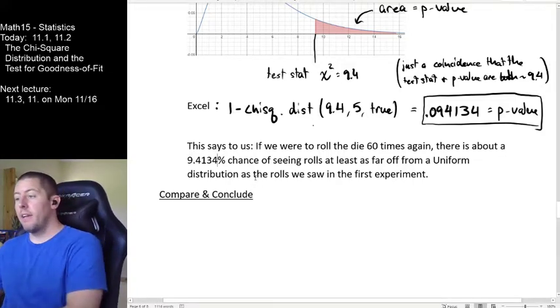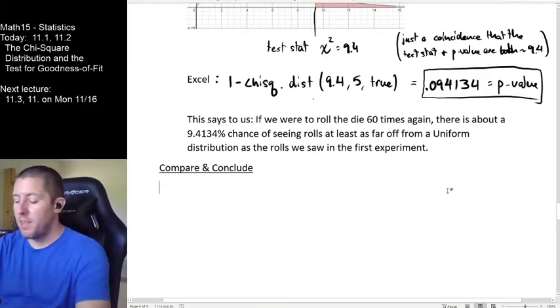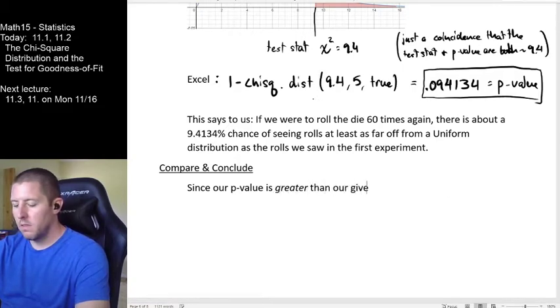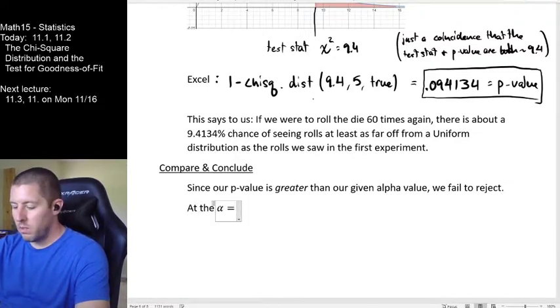Right, so if we were to roll this die again, there's about a 9.4134% chance of seeing rolls that are at least as far off from a uniform distribution as the rolls that we saw in our experiment. Finally, if we're going to compare and conclude, we want to notice here that since our p-value is greater, that's our important word, we're going to go ahead and fail to reject here. So I would say that the alpha equals 0.05 level of significance.